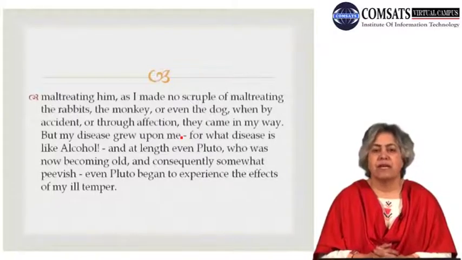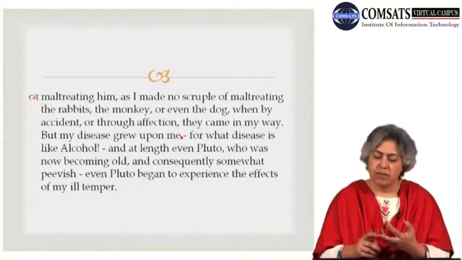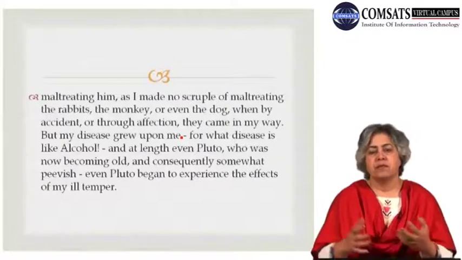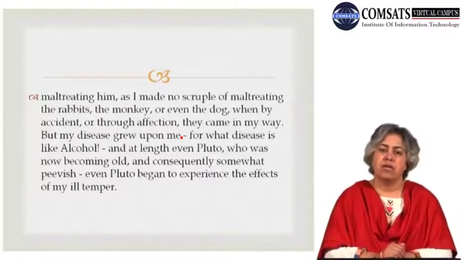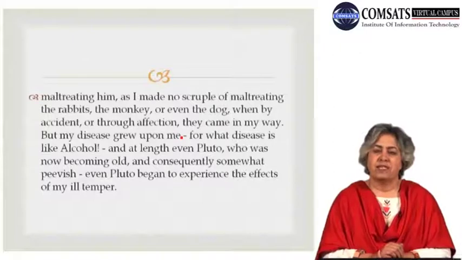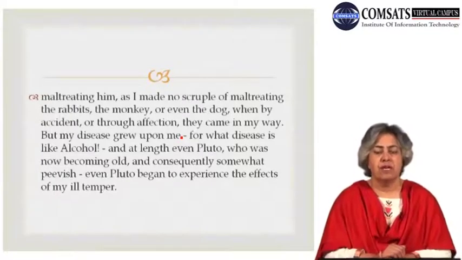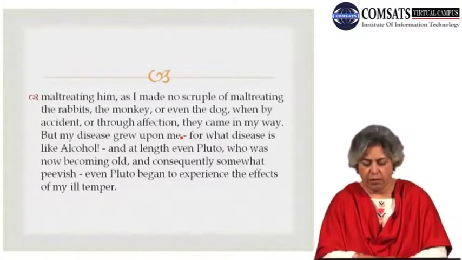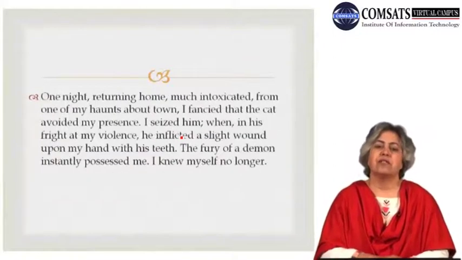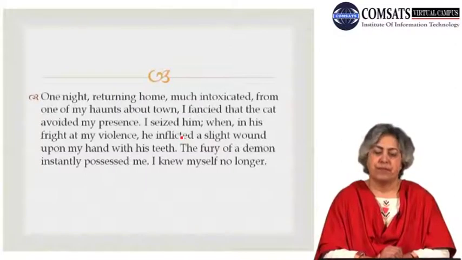And he did not maltreat Pluto as he maltreated the rabbits, the monkey, even the dog. Because, you know, these pets were used to his presence and they would follow him around the house. And when he started to maltreat them, the pets couldn't understand what was happening. They still followed him around, but he started hitting out at them. He started using foul language until the time that even Pluto started to feel the bad temper that he was in.